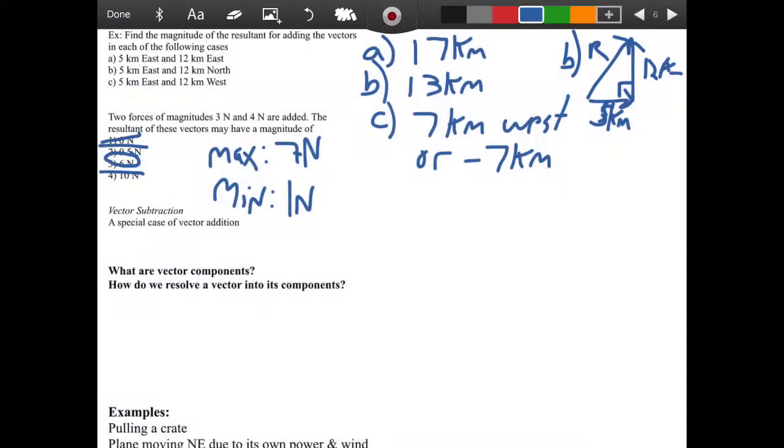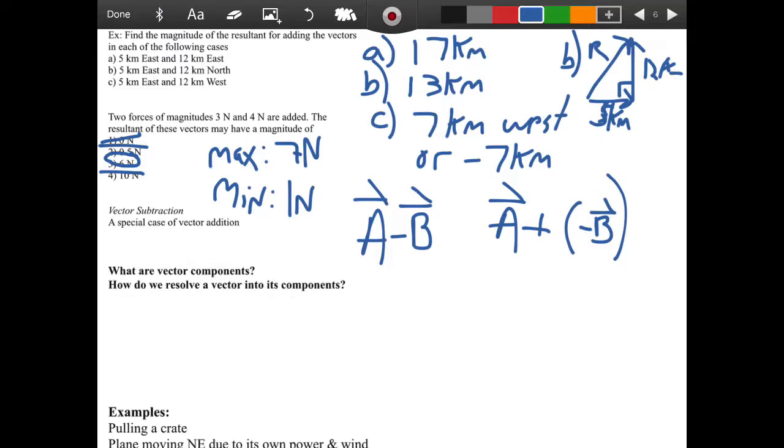Say vector subtraction, a special case of vector addition. Well, basically, all I mean is we're still adding vectors. We're always going to add them together. But when we're talking about subtracting them, we're just changing the direction. So if we have vector A minus B, well, essentially that's like saying vector A plus the negative of vector B. So again, the more examples we do, the clearer that we'll get.